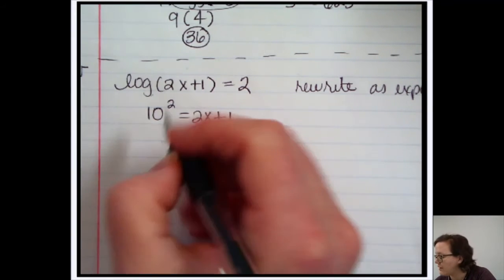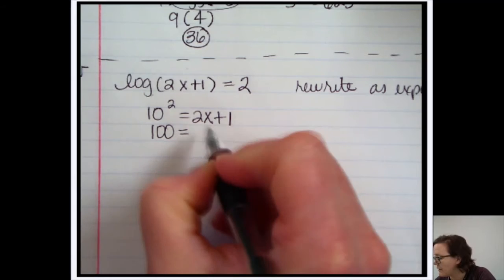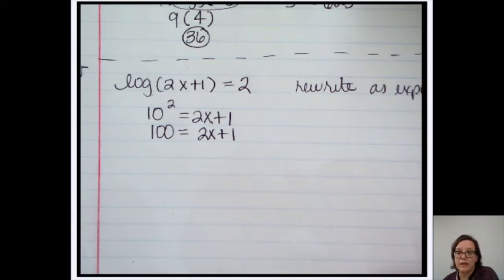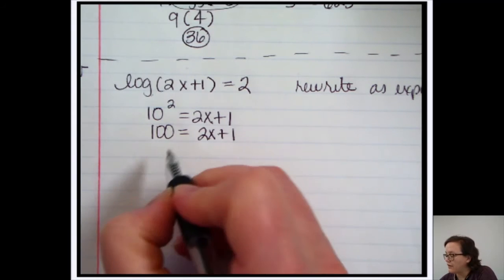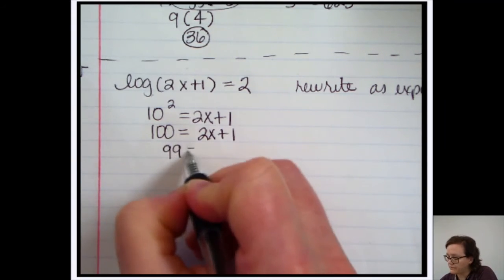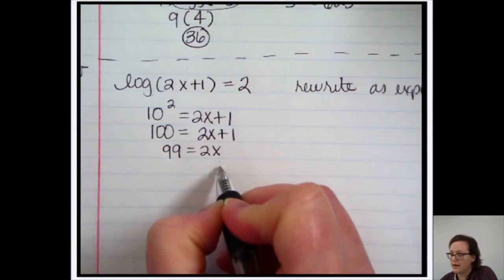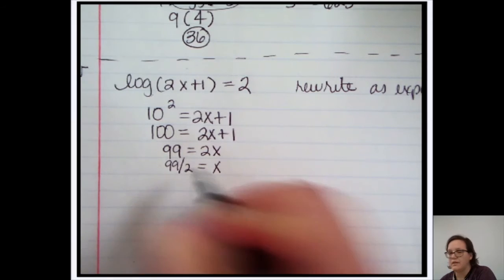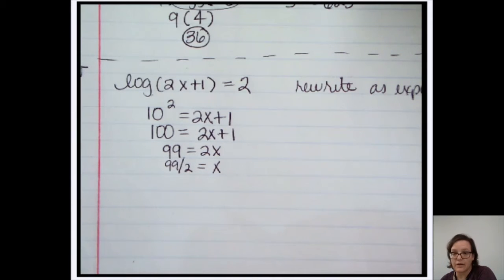So 10 squared is 100. We have 100 equals 2x plus 1. And so now all we have to do is get x by itself. So subtract 1, and then we divide by 2. So we get 99 halves is perfectly fine, or what is that, 49.5?